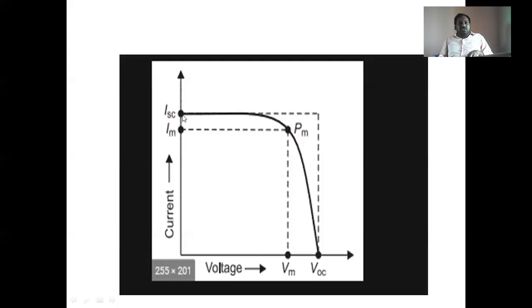At short circuit current, short circuit means maximum current, and voltage is zero. These are ideal cases. VOC and ISC are ideal cases, but practical cases are this rectangular region. Current is constant, but voltage is not constant. So these characteristics are called the voltage and current characteristics of the PV panel.